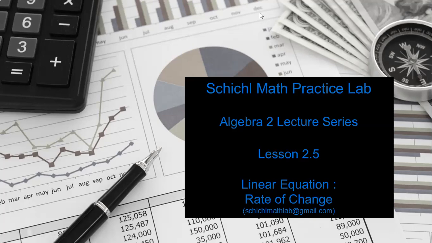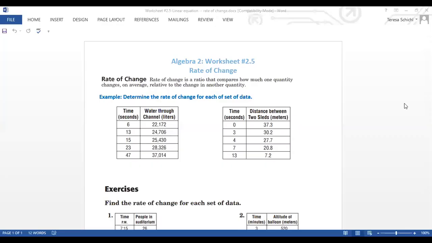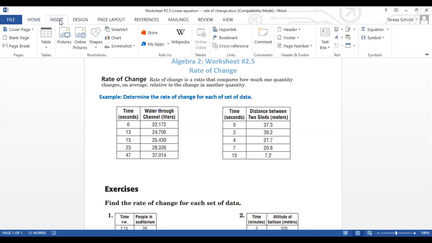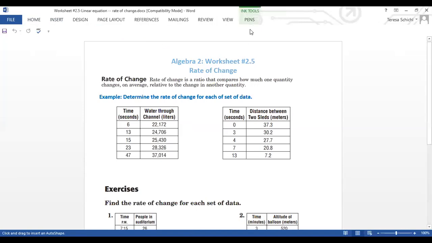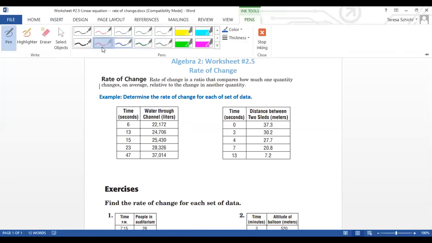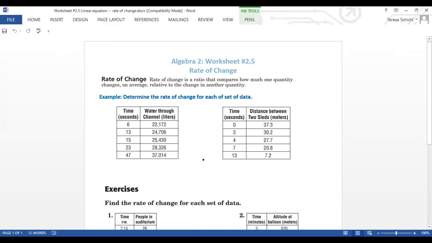I'm going to go to the worksheets and let's take a look here. Okay, so here we go. Let me find my pen. Okay, so we talk about the rate of change. What is the rate of change here?